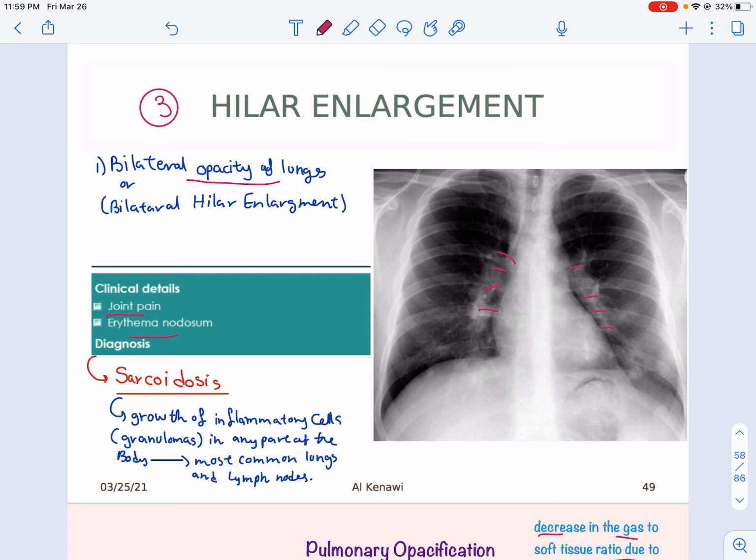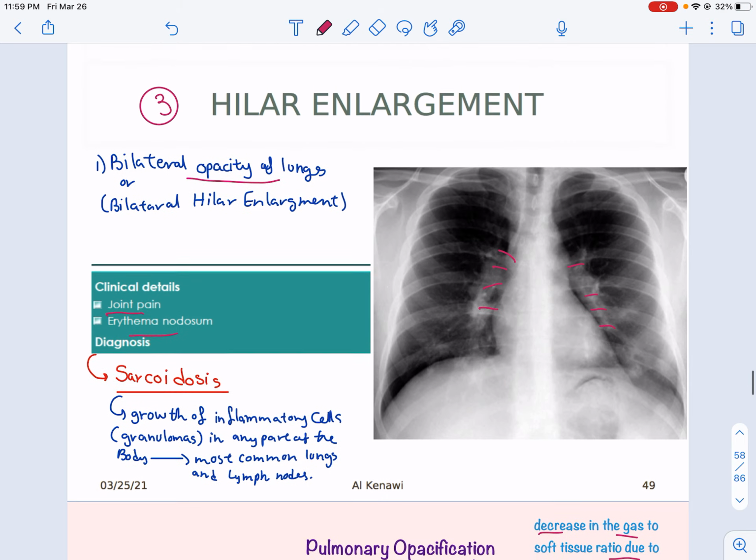Okay. What is sarcoidosis? Basically growth of inflammatory cells, granulomas, in any part of the body, and the most common place is growth in the lung and lymph nodes. Okay. That's why we see it in the chest X-ray.